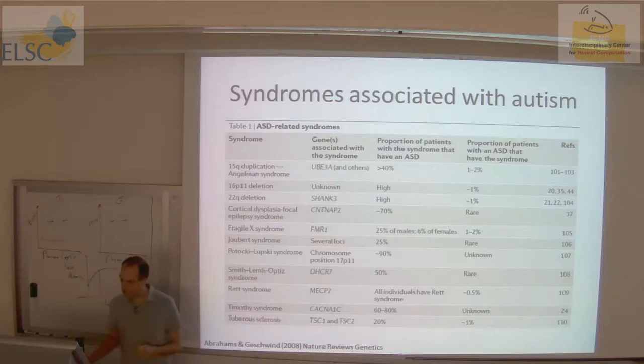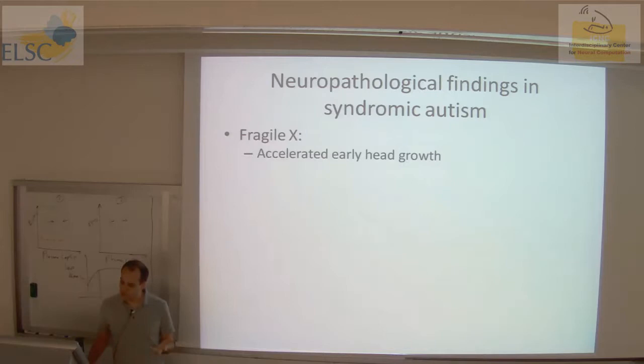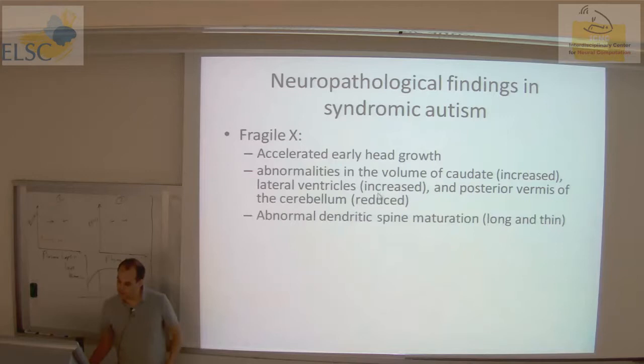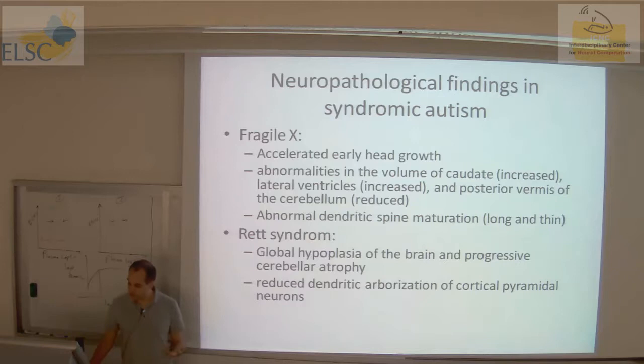And so if we look at, for example, neuropathological findings in syndromic autism, you can see very clear findings. For example, in Fragile X, you will see accelerated early head growth, abnormalities in the volume of different regions of the brain, and changes in dendritic spine maturation. All this is something that you will see in the brain of Fragile X syndrome. In Rett syndrome, for example, you're going to see global hypoplasia of the brain and progressive cerebral atrophy, reduced dendritic arborization of pyramidal neurons, etc.